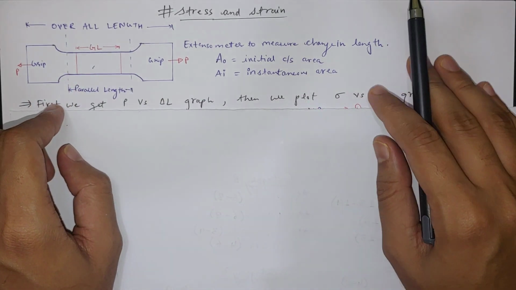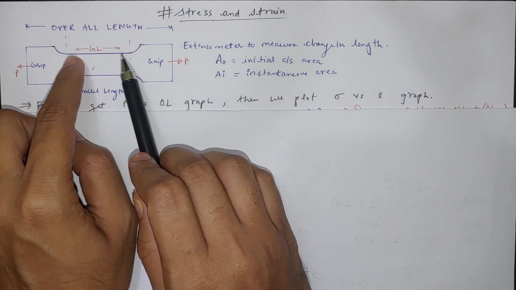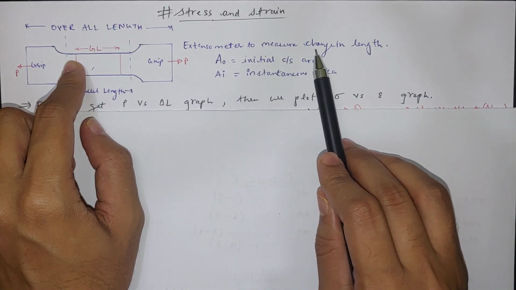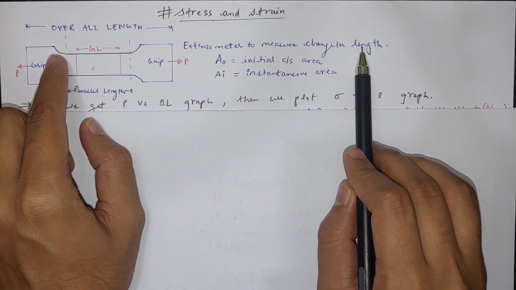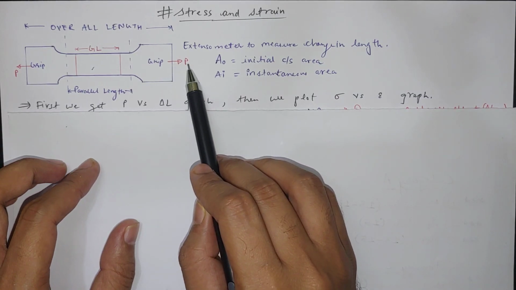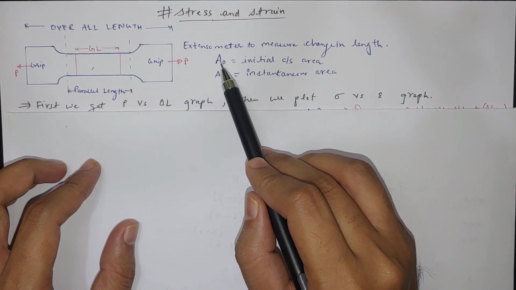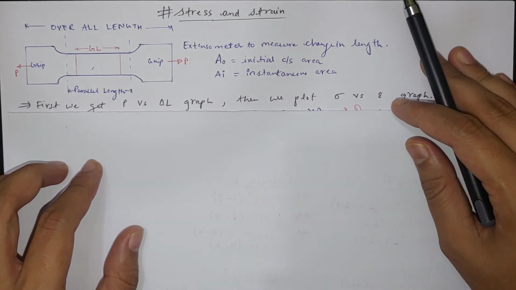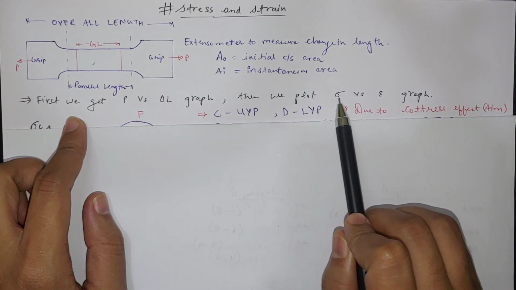before starting the experiment. Now once we pull it and we plot the P versus delta L diagram, to calculate the delta L there is an instrument called an extensometer. Extensometer is used to measure the length of the specimen at a particular instant, and it gives the change in length also. So we calculate the change in length with respect to load and plot the graph, and then we plot one more graph where we divide P by A naught and the change in length by the original length. So we get a stress versus strain diagram. First we plot the P versus delta L graph, and then the stress versus strain graph.